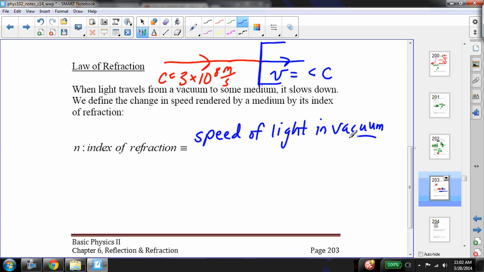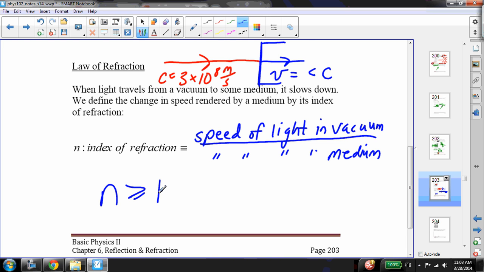which is the bigger value, divided by the speed of light in a medium. The speed of light in the medium being the smaller value. And so, of course, this value for n, since the speed of light in a vacuum is always the bigger number, is going to be greater than or equal to 1. So n is equal to 1 if your medium is a vacuum, because then c and v are the same.